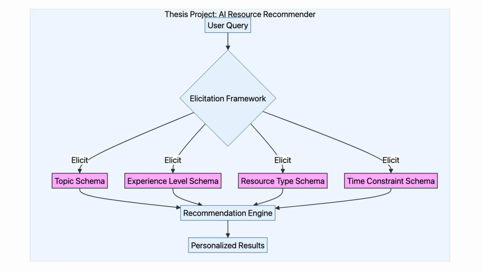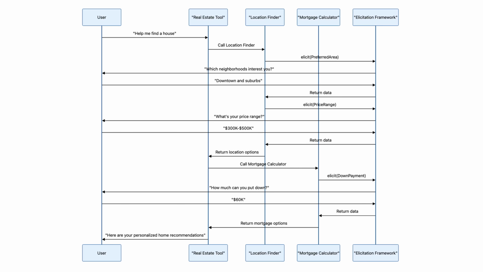Wait, I think I'm having a light bulb moment here. So for my thesis project, instead of trying to build this complex state machine for my recommendation tool, I could just define different schemas for different information needs and elicit them on demand. Like, first ask for the subject area, then elicit knowledge level, then preferred resource types. You've got it. That's the exact pattern we see in production systems. And here's where it gets even cooler. You can nest elicitations within tools that are called by other tools.